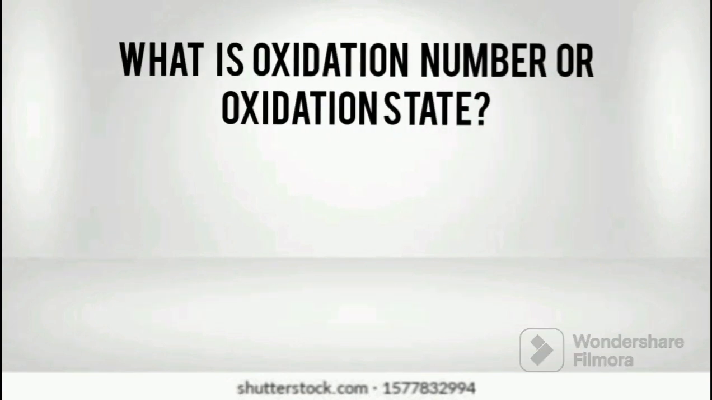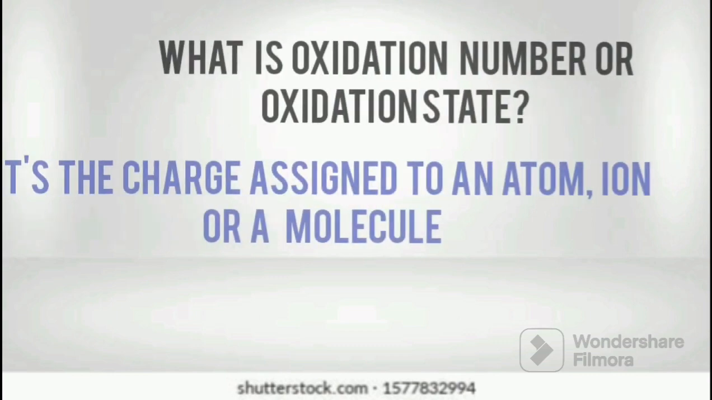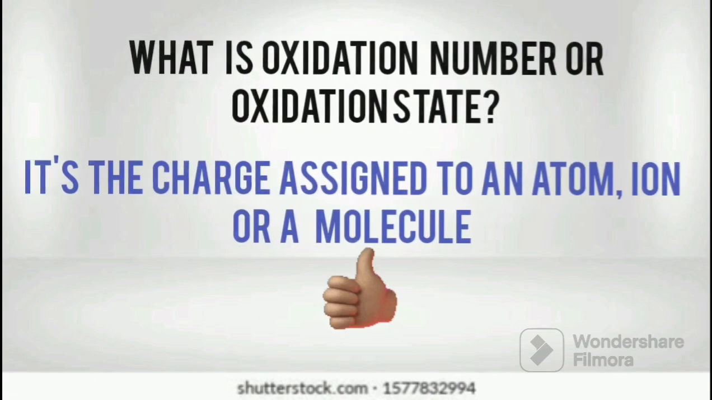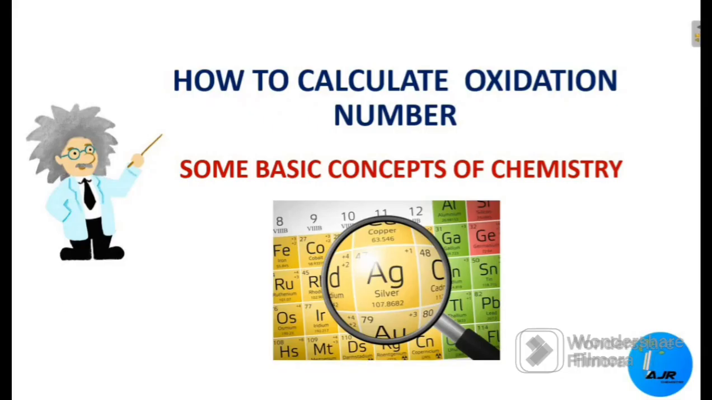By the way, what is oxidation number or oxidation state? It's the charge assigned to an atom, ion or a molecule. You should never confuse oxidation number with oxidation state because both are one and the same, okay? For example, H0, H minus 1, Na0, Na plus. We know that Na and H0 are neutral atoms, so the apparent charge on them is 0. On Na plus and H minus ions, the apparent charge is plus 1 and minus 1 respectively.